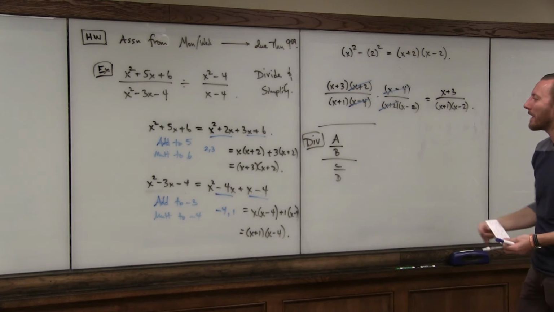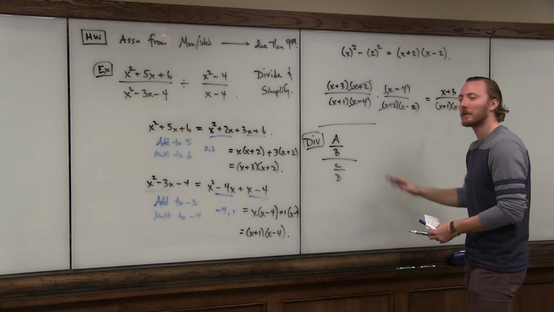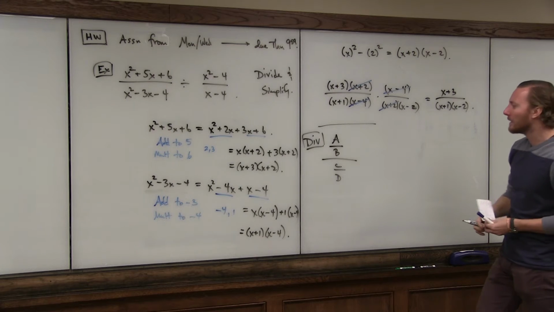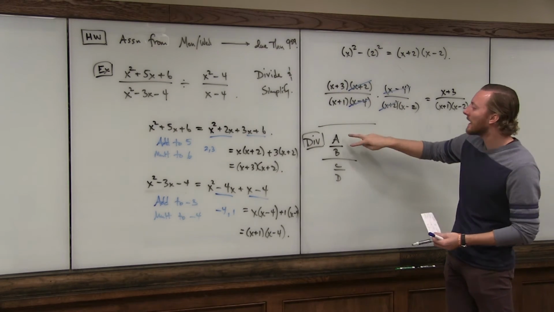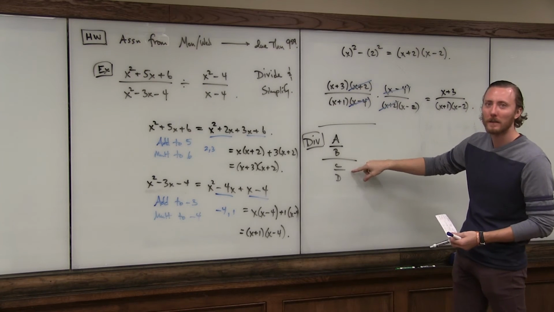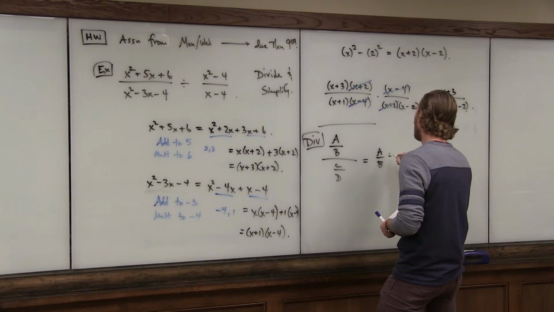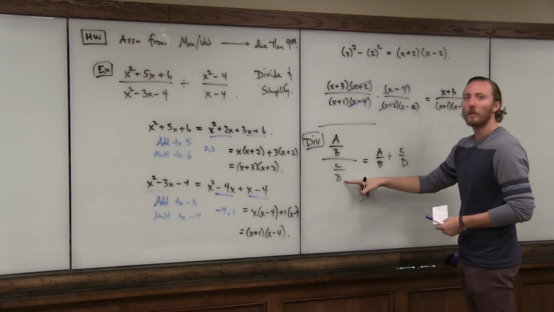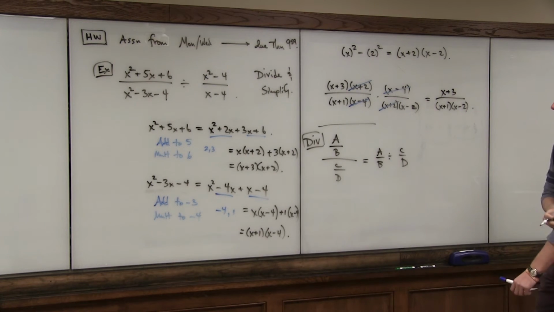This type of compound fraction can be sort of intimidating looking on the surface. But if you think of it as, okay, what does a fraction bar mean? A fraction bar means division. Well then, instead of writing this thing vertically, you could very easily just write it horizontally. A over B divided by C over D.